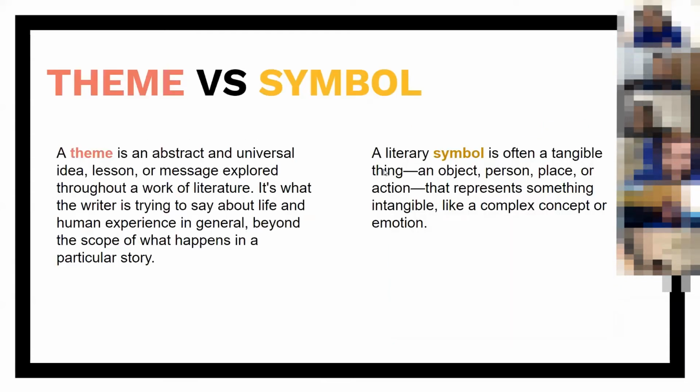Now, in order to understand motif a little more, we also have to understand symbolism. As we said before, the theme is an abstract and universal idea, lesson, or message explored throughout a work of literature. It is what the writer is trying to say about life and human experience in general. It goes beyond the scope of what happened within the story. Does that make sense? Any questions so far?